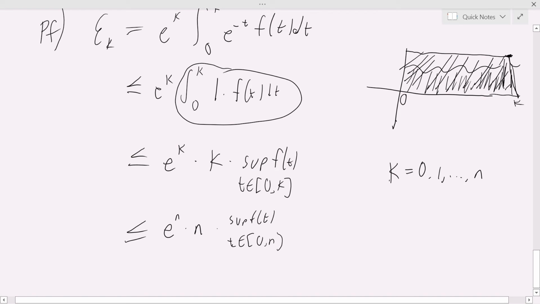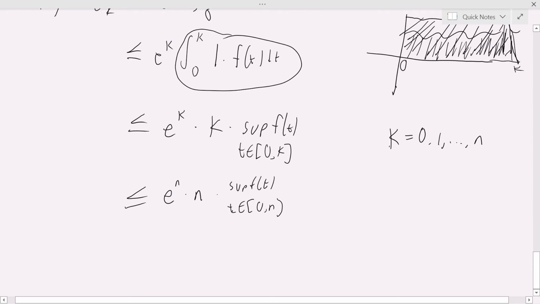So clearly the exponential function itself, e to the power n, is going to be bigger than e to the power k when k is an index, which is at most n. Obviously, k itself is less than or equal to n, and then the supremum over the interval 0 to k is at most the supremum over the interval 0 to n, because if you're increasing the size of the interval, then the supremum can only go up. So that's why we can establish this as an upper bound by replacing k with n.